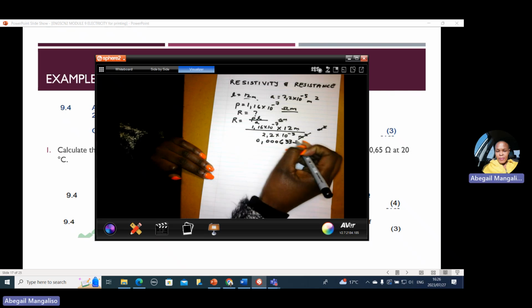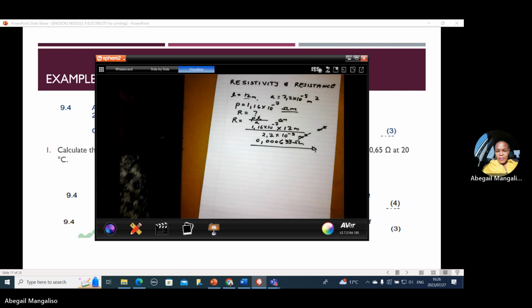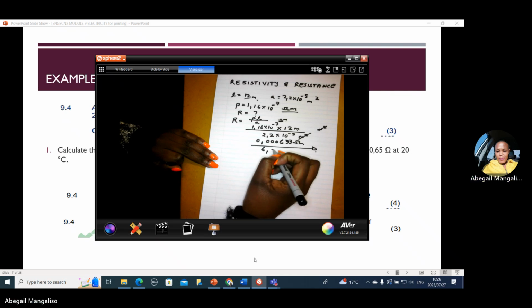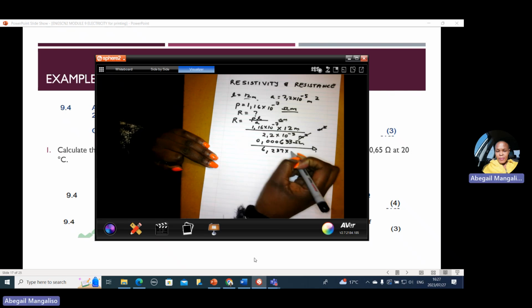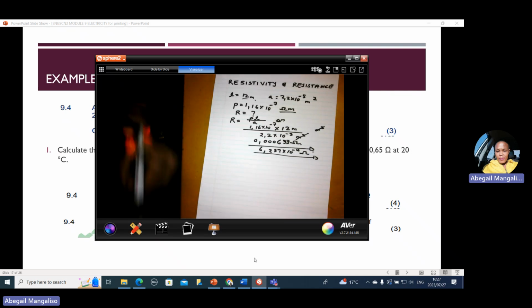0.000633 ohms. That will be the answer. Let's look at the second question. If your calculator gives the answer in exponential form, say 6.327 times 10 to the power negative 4, you're going to write that answer as it is with that exponent.